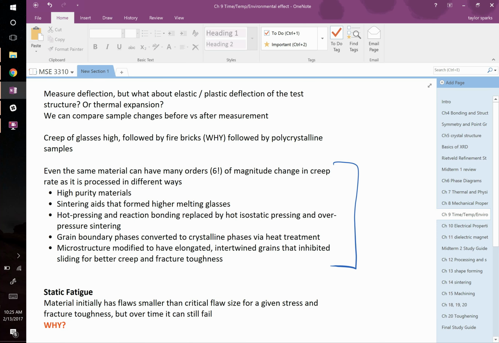You could do hot pressing or reaction bonding. You could replace those with hot isostatic pressing or overpressure sintering. All these things are going to influence creep. You could have grain boundary phases, a high melting glass phase at the grain boundaries, that could be converted to a crystalline phase via heat treatment. Your microstructure can be modified to have elongated or intertwined grains. Every one of these things really influences the creep of silicon nitride, which he talks about at great length, to the point where it's 6 orders of magnitude, an enormous difference in creep rate just based off the different ways it's processed, right?